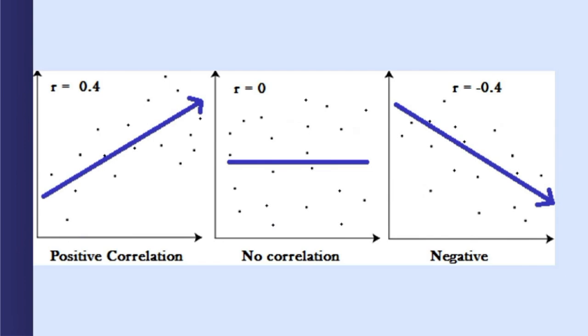Number 3. Negative correlation. R equals negative 0.4. The dots generally move downward to the right, meaning as one variable increases, the other tends to decrease. Line direction, downward slope. R equals negative 0.4. This indicates a moderate negative correlation, not strong, but there is a noticeable trend.